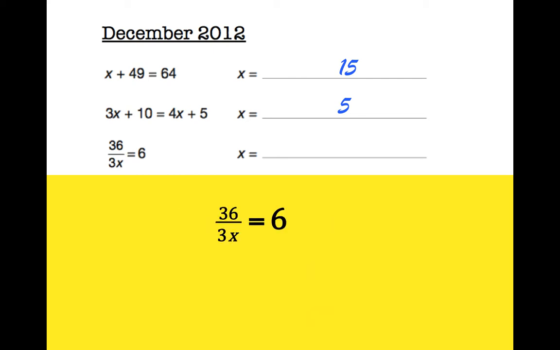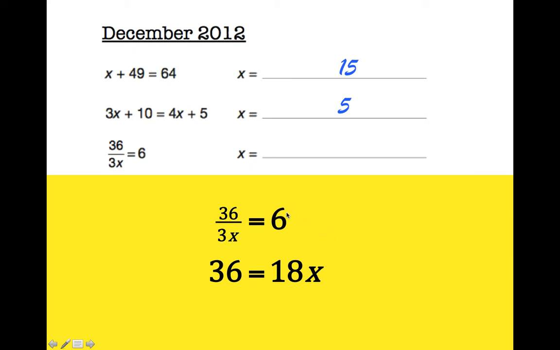And the next one, again one with fractions, these confuse people, and what I want to do is get rid of the fraction. So the fraction is dividing by 3x. So to get rid of that, I need to do times 3x on both sides. So if I do times 3x on both sides, then the bottom of the fraction disappears and I'm just left with the 36 at the top. But then I need to multiply by 3x on the other side as well.